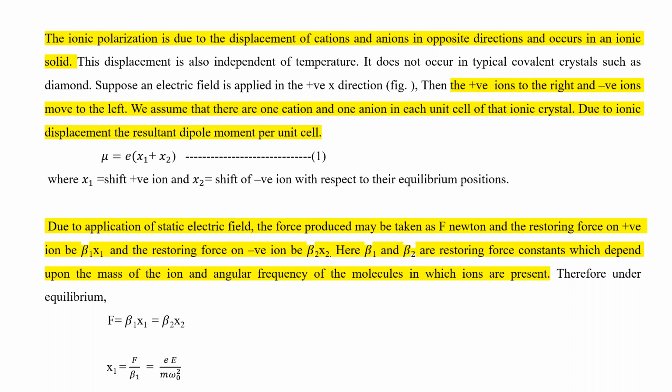But due to ionic displacement, a small induced dipole moment has occurred. Therefore, the induced dipole moment is mu equal to e into x1 plus x2. Here e is the charge of the electron, and x1 and x2 are the distances of movement of the positive and negative ions respectively. x1 is the movement of the positive ions, and x2 is the movement of the negative ions, showing the equilibrium separation.